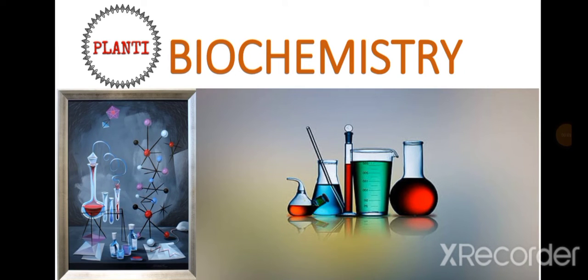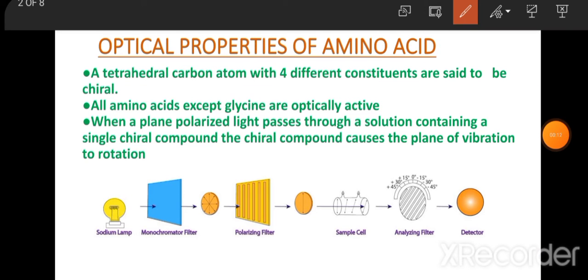Today I am going to demonstrate the second part of the video on amino acids in biochemistry: optical property of amino acids. The term optical means the light property of amino acids. That means, what will be the effect when light passes through an amino acid?